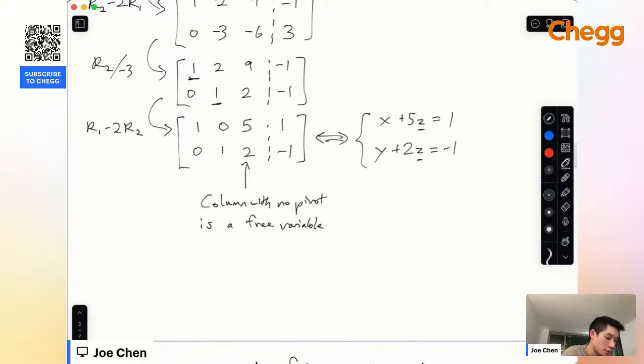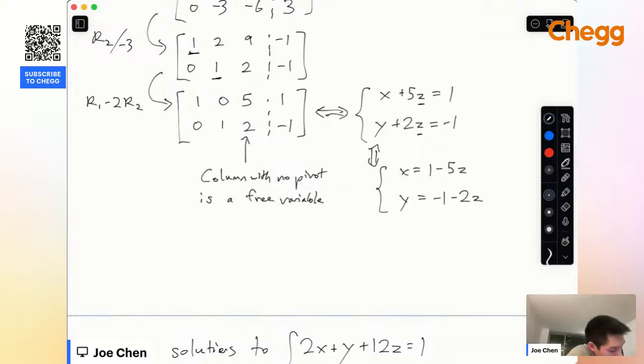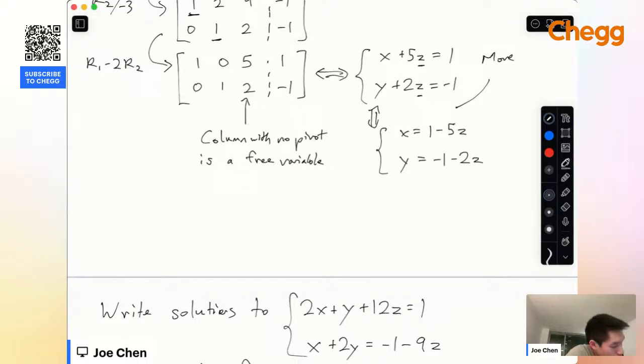But first, I'm going to move all the free variables to the other side. Okay, so this is the same system of equations as saying x equals 1 minus 5z and y equals -1 minus 2z. To go from here to here, I move free variables to the other side.